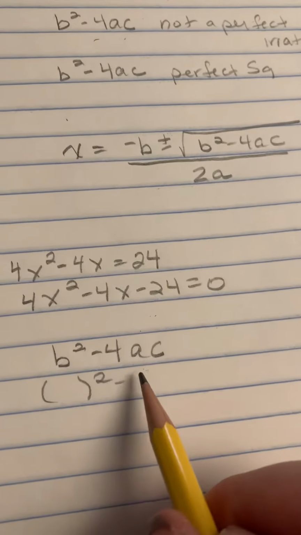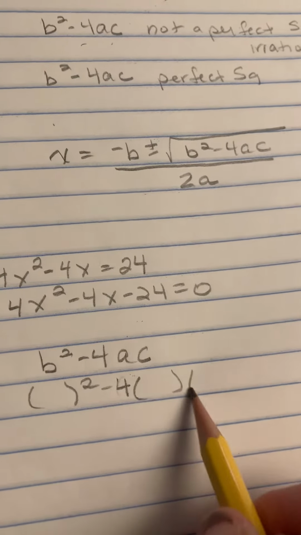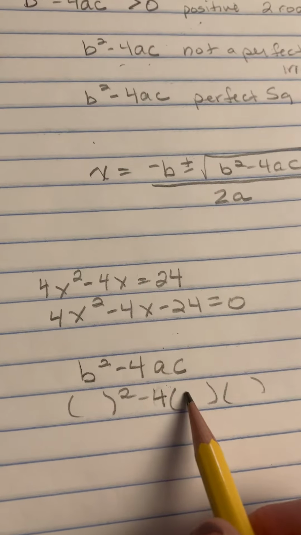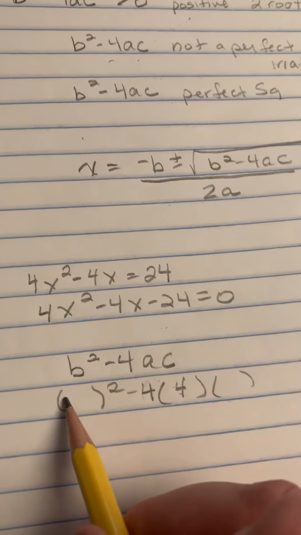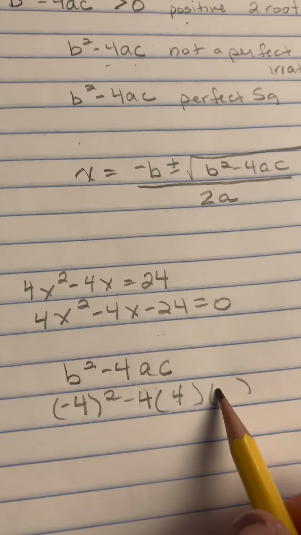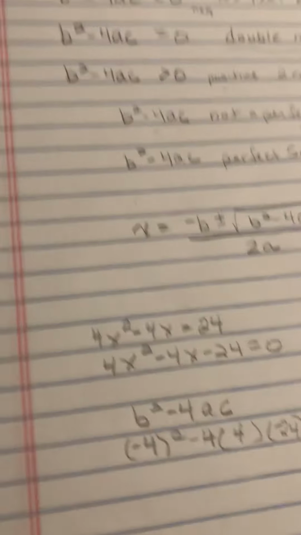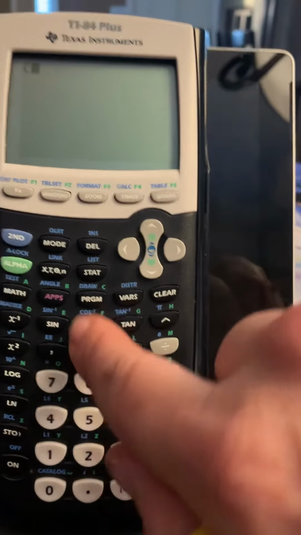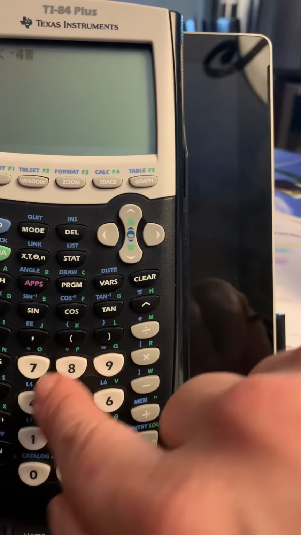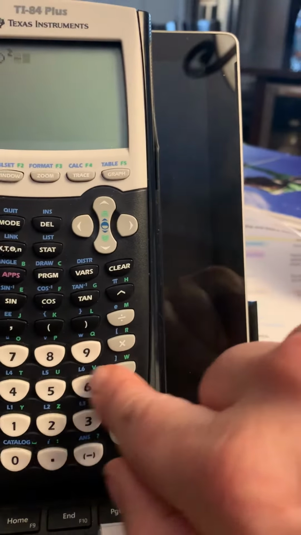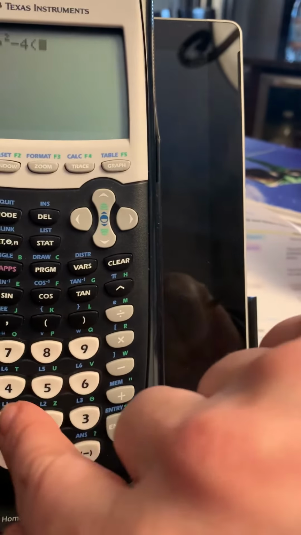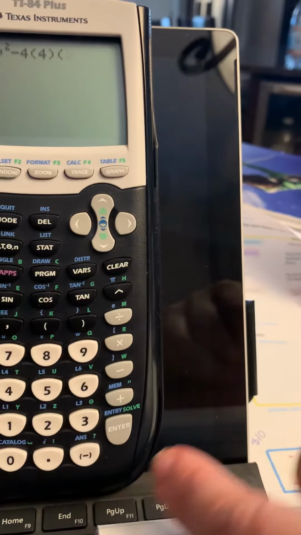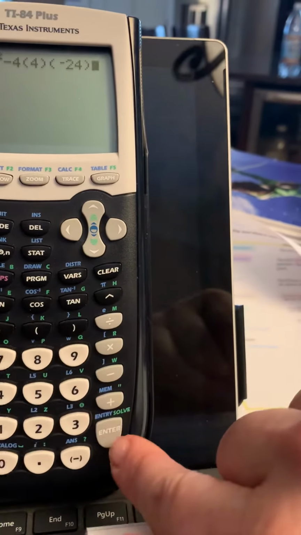So here we go. All right, so the 4 is the A, and the negative 4 is the B, and the negative 24 is the C. So let's go to the calculator. I mean, it's here to do the work for us, so why wouldn't we, right? So negative 4 squared minus 4 times 4 times negative 24. And we get 400.